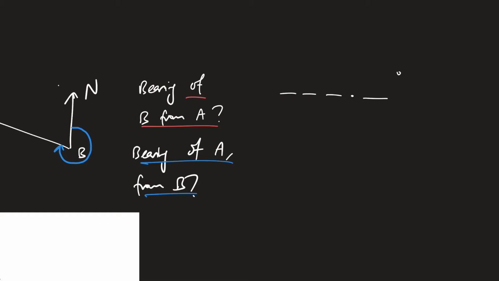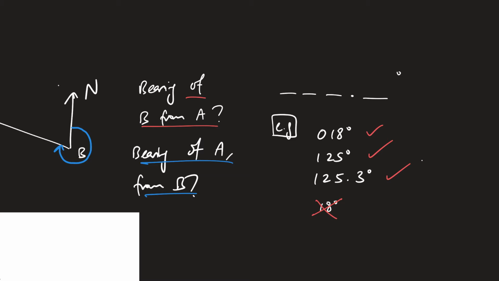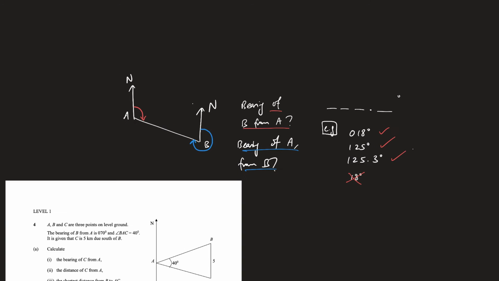So for example, examples of bearings could be 018 degrees. This extra 0 in front we don't usually write, but for bearings we have to. Or if it's 3 digits, maybe 125 degrees, that is fine. Or it can also be 120, let's say, then 25.3 degrees. This is also fine. All these are good. You cannot write 18 degrees. No. Never. So this is basically a quick recap of bearings.